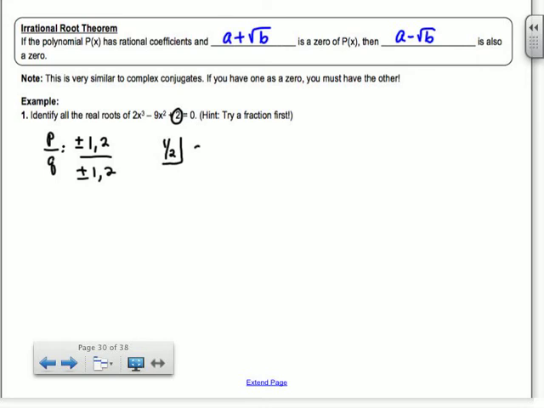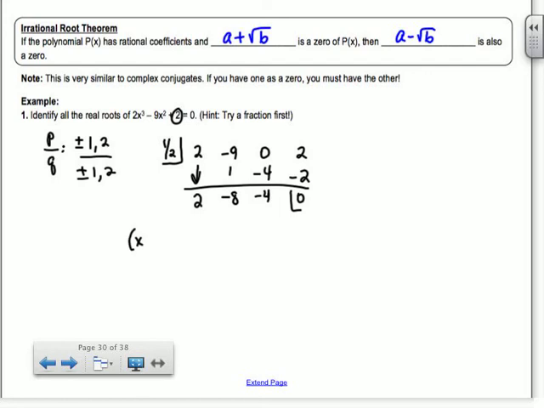So I have 2x cubed, negative 9x squared, no x's, and then a 2. So 2, negative 9, 0, 2. Drop the 2. 1/2 times 2 is 1. Add straight down, you get negative 8. 1/2 times negative 8 is negative 4. Add straight down, you get negative 4. 1/2 times negative 4 is negative 2. Add straight down, you get 0.